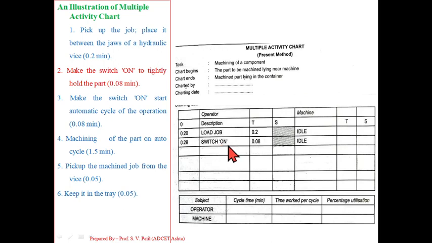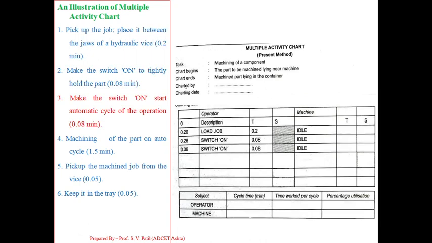Then to make the switch on, 0.08 minutes are consumed. Here we are supposed to draw the hatching lines, that is section lines, 45-degree lines. During this element the machine is idle, so there is no need to write any data over here. As far as this cell is concerned, the value is 0.20 plus the time required to switch on, that is 0.08. 0.20 plus 0.08 is 0.28.